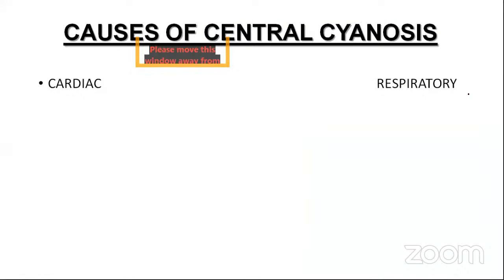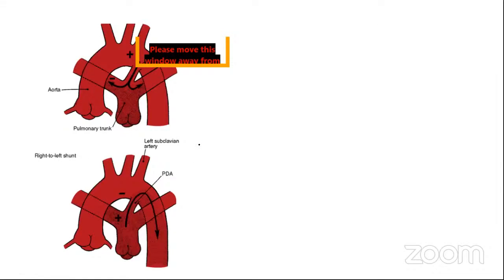So what is differential cyanosis? Can anyone tell what is the cause for differential cyanosis? Okay, PDA. Someone says PDA. Okay, aortic stenosis, coarctation of aorta. Okay, block of arteries. So what do we mean by differential cyanosis? First, you tell me that.